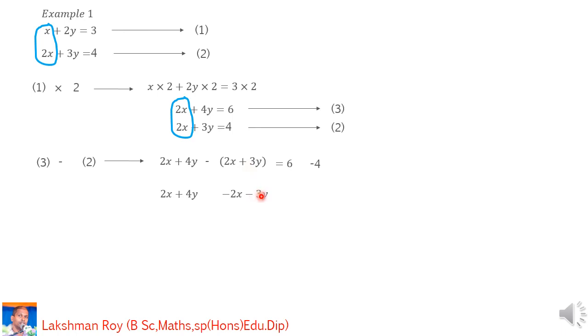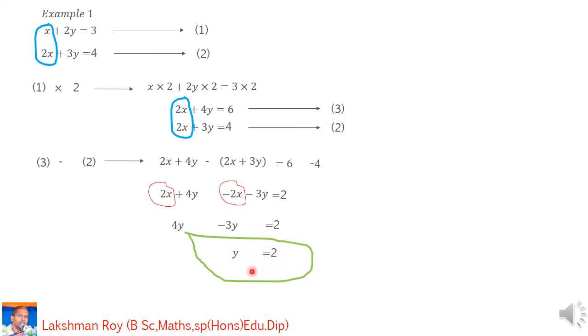On the right hand side, 6 minus 4 is 2. Now here, positive 2x and negative 2x, so simplify: same term, one positive, one negative, that is 0. Only 4y minus 3y remains. Right hand side is 2. Now you can simplify: 4y minus 3y is 1y, that is equal to 2. So that is the value of y.